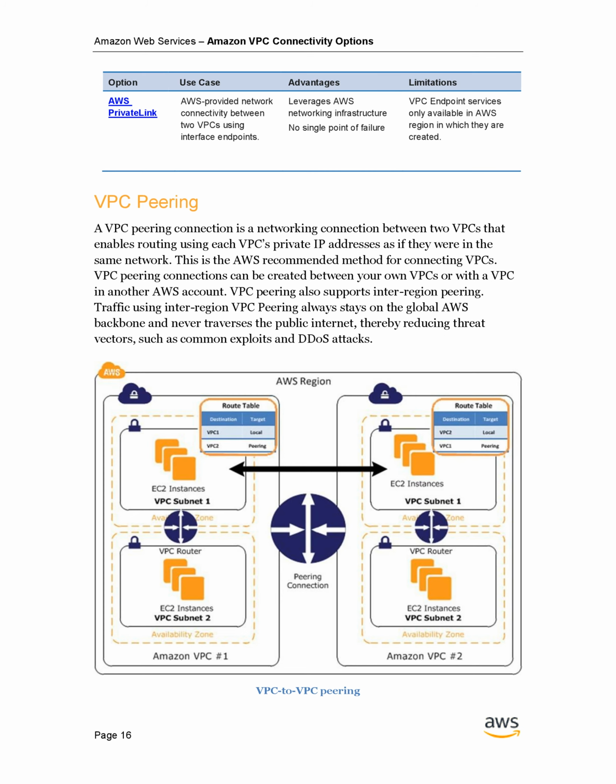VPC Peering. A VPC peering connection is a networking connection between two VPCs that enables routing using each VPC's private IP addresses as if they were in the same network. This is the AWS recommended method for connecting VPCs. VPC peering connections can be created between your own VPCs or with a VPC in another AWS account. VPC peering also supports inter-region peering. Traffic using inter-region VPC peering always stays on the global AWS backbone and never traverses the public internet, thereby reducing threat vectors, such as common exploits and DDoS attacks.